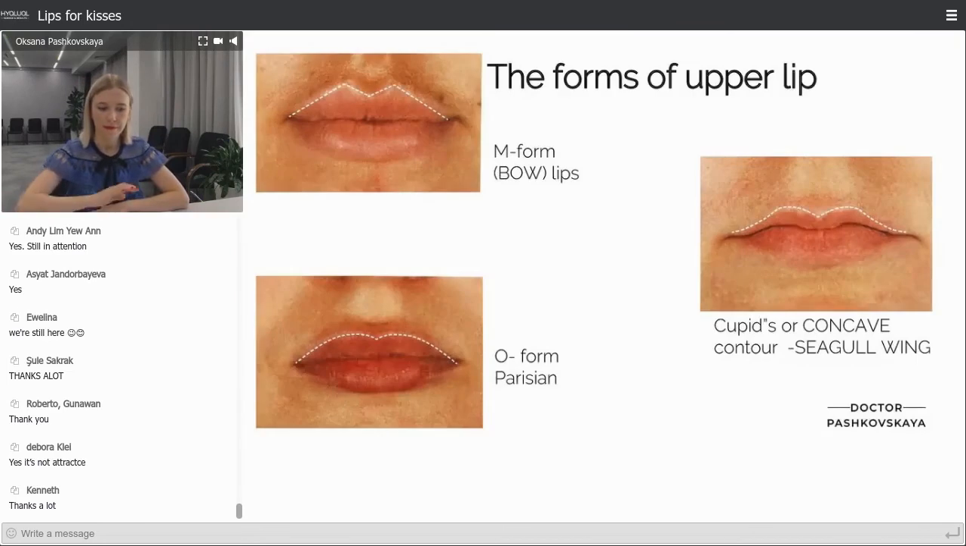Colleagues, now just a few slides with very important information about the forms of the upper lip, and then we will really start the practical topic.